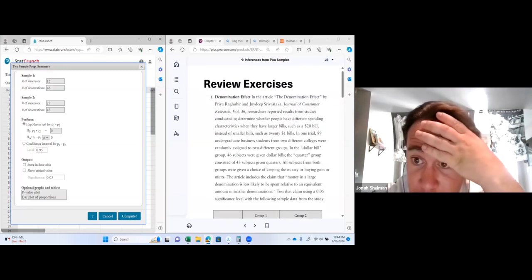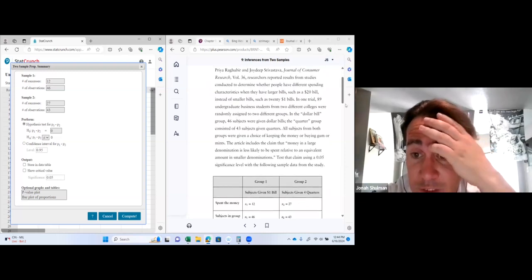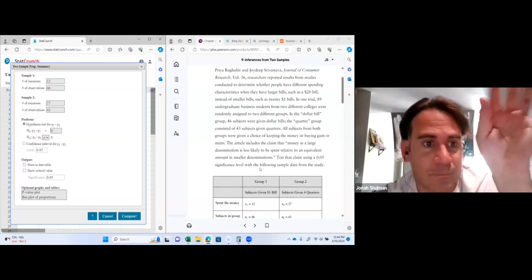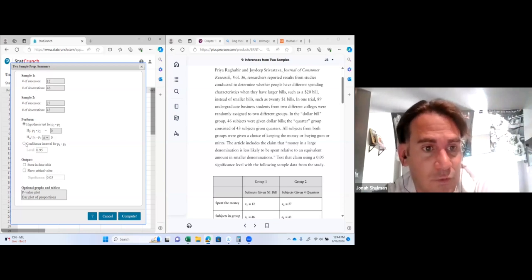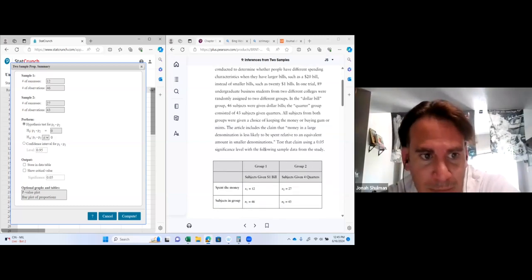They don't say a confidence interval. We could do a confidence interval, but it just says test that claim using a 0.05 significance level. Okay, we just have to test the claim. So if they wanted to test with a confidence interval, we'd be doing this. The article concludes that money in large denominations is less likely to be spent. So what does that mean?